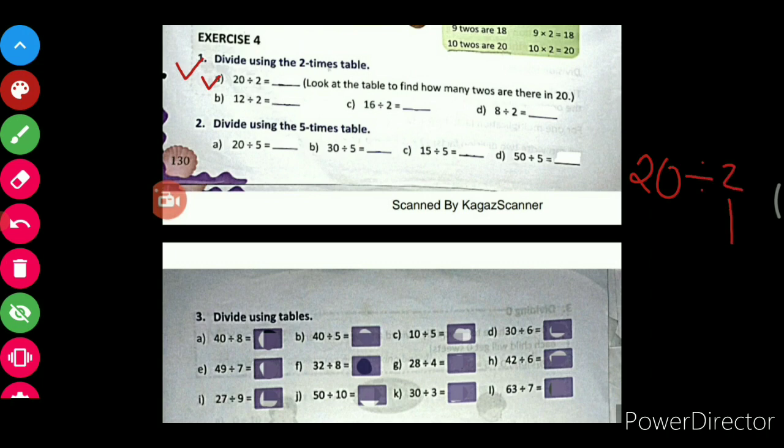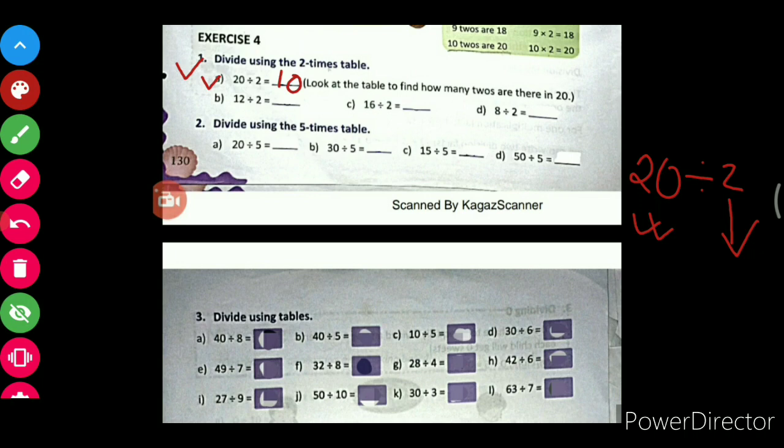So we'll recall the table of 2 and find out with what number, if we multiply it with 2, we'll get 20. Just recall the 2 table. With what number will you multiply by 2 to get 20? 10, right? So 2 10's are 20, so we'll write 10 here.